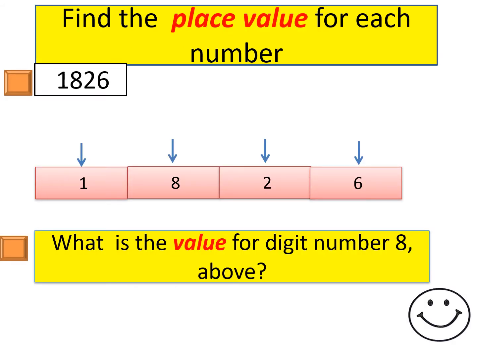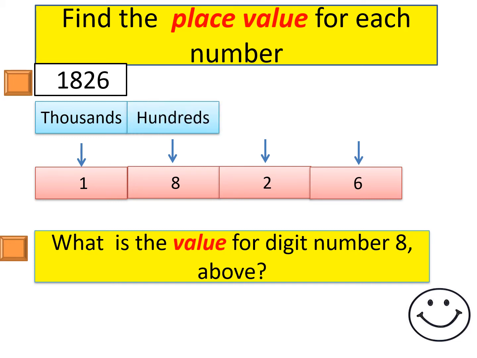Alright, today we're going to do place value. I've given you a number that is 1826. Find the place value for number 1, which is thousands. How about for number 8? Easy, hundreds. And the place value for 2? Tens. And 6 is ones. Alright, that is the place value for the numbers I've given you.